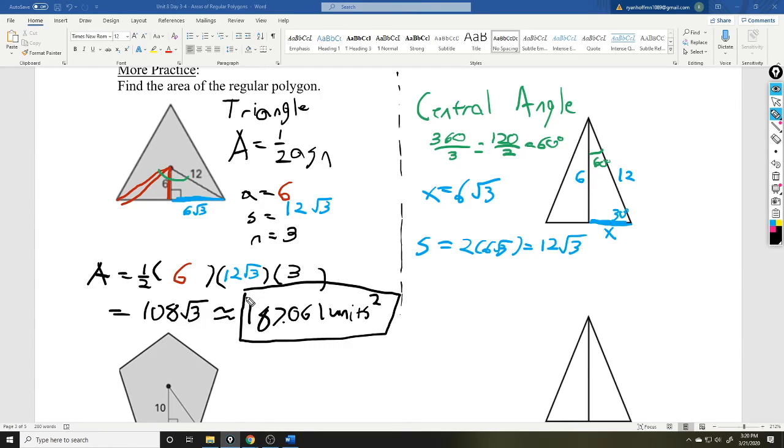So what's different about this one is that we were able to use our 30, 60, 90 triangle to do this. But again, if you wanted to use trig, or if you wanted to use Pythagorean theorem, 12 squared equals 6 squared plus x squared, then you could do that.